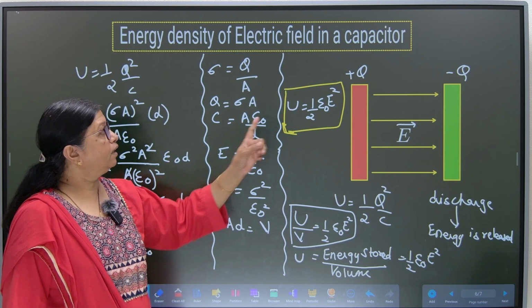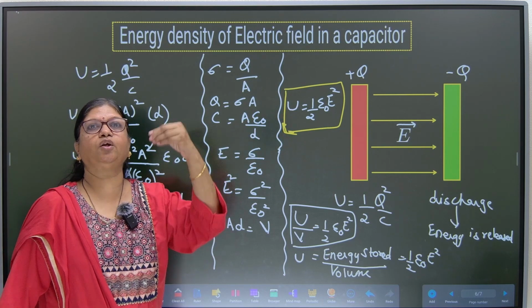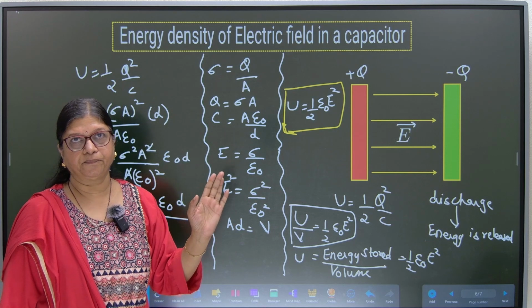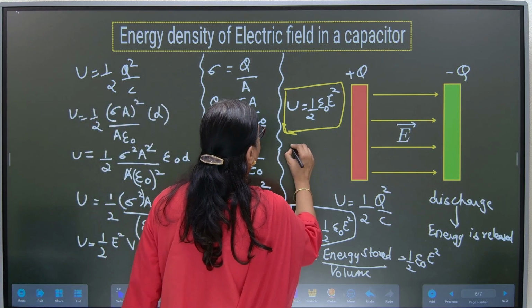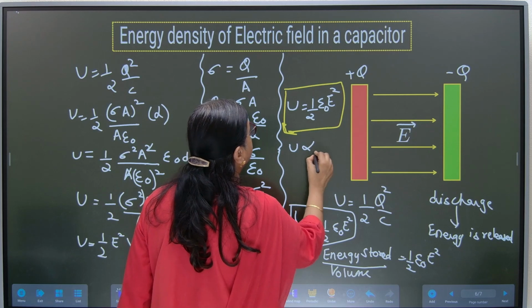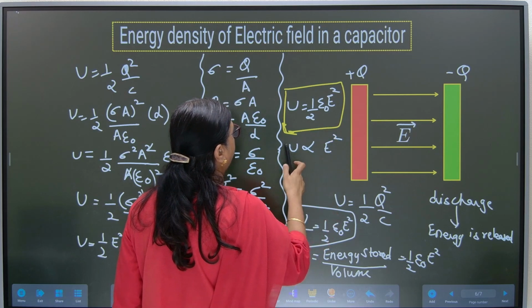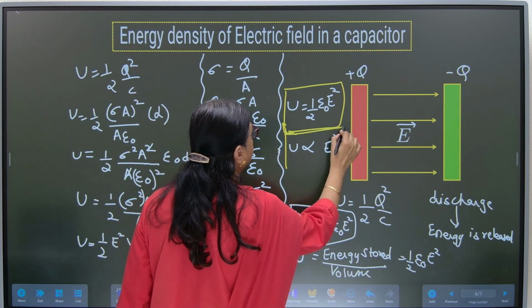Fine. Okay. Now half is a constant. Epsilon naught is also a constant, the permittivity of free space. So here you can have energy density u directly proportional to E square. This also you remember.